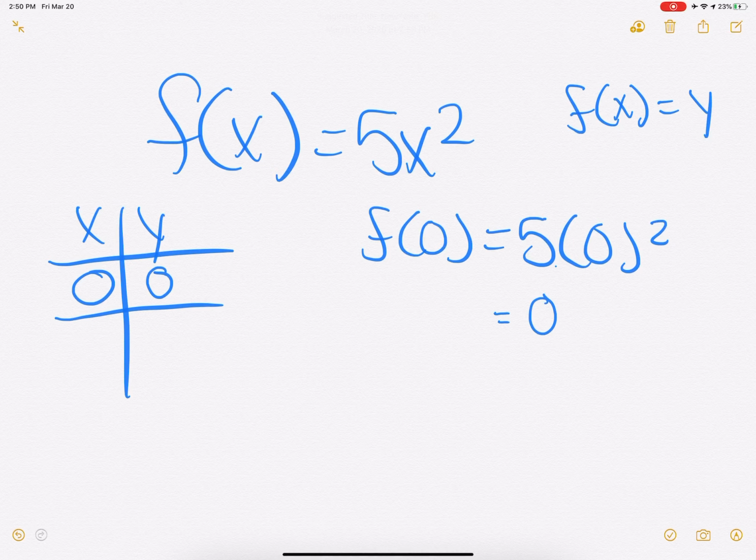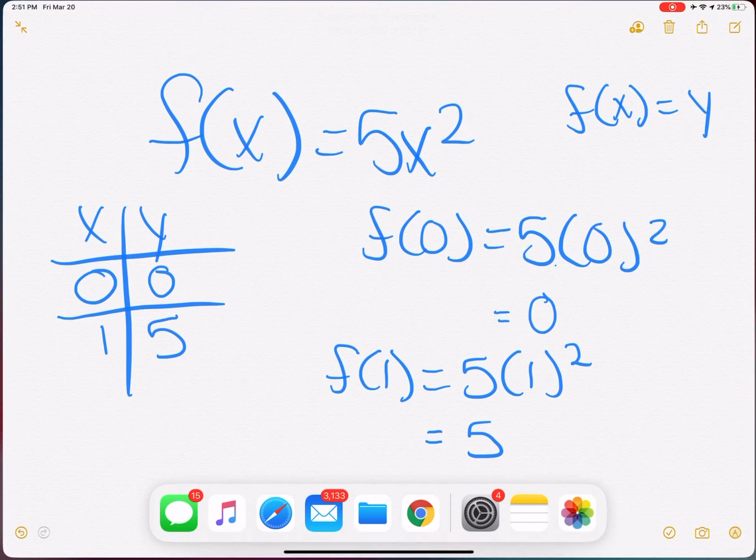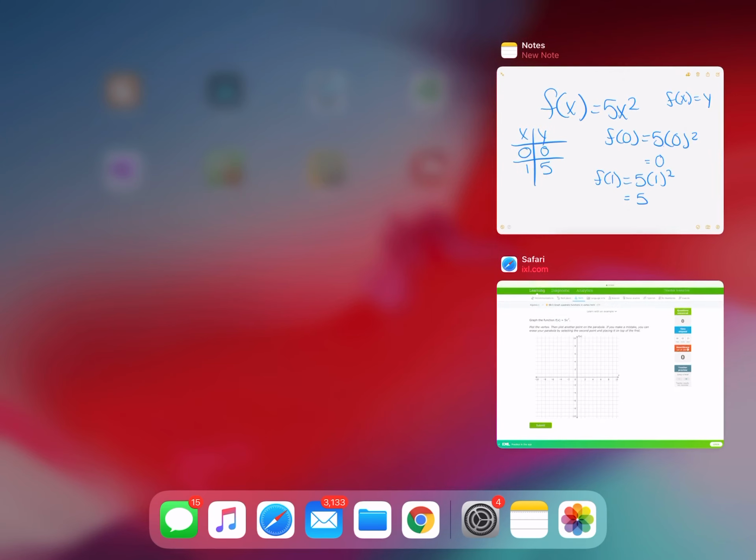Then we are going to plug in our next value. 1. F of 1 equals 5 times 1 squared, right? Okay, so 1 to the second power is 1 times 5 is 5, okay? So if I plug in 1 for x, we get what for y? We get 5, okay? Now, IXL only needs you to think of 2 points. So our first point is 0, 0. Our second point is 1, 5, okay?